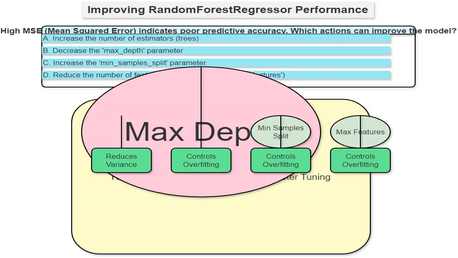This parameter controls how many features each decision tree can consider at each split. If you reduce this number, you add more randomness to each tree's decisions. This can actually help prevent overfitting. Situations where the model learns the training data too well but doesn't generalize well to new, unseen data.